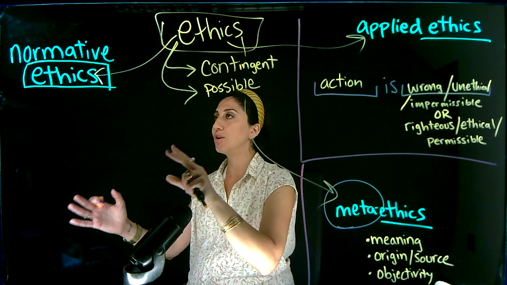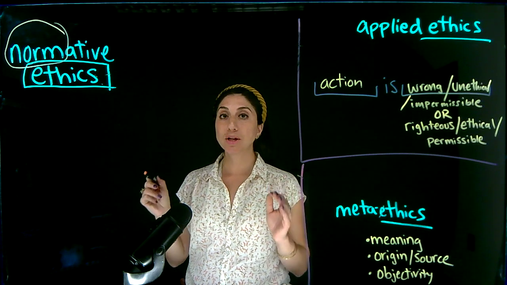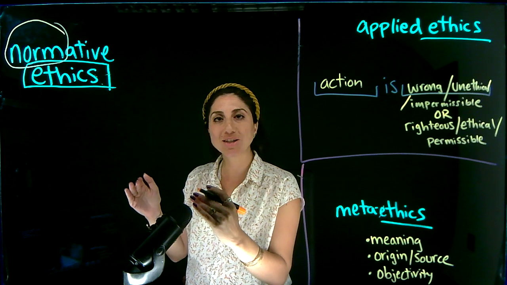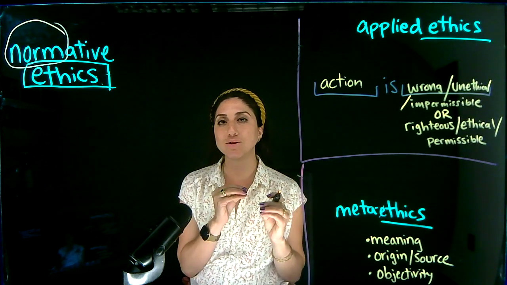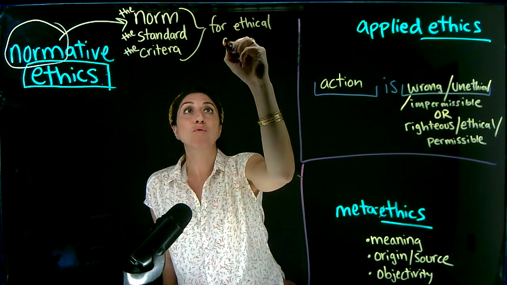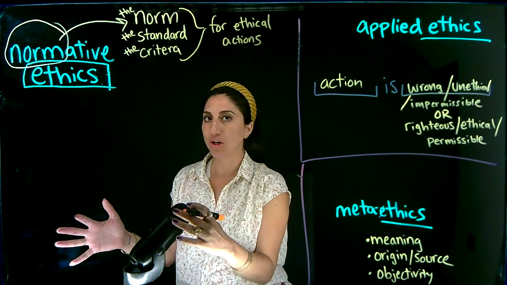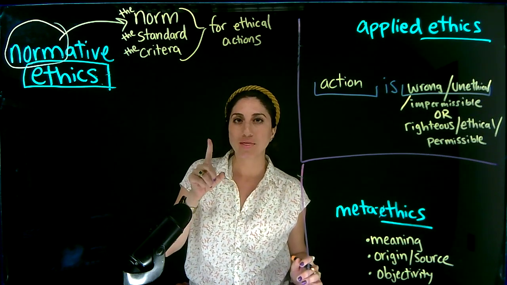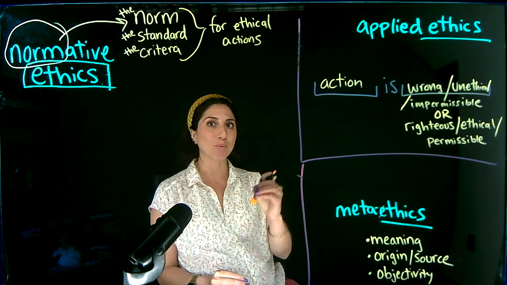And here's a third thing that's going on. In normative ethics, you are literally looking at the norms, what it would be normal to do, the standard, the criteria, what you should aim to do, the ideal do's and don'ts for your action to be ethical, or in other words, for ethical actions. And this is a big question. What are the standards? Or if there's just one, then what is the standard for acting in a way that is ethical, permissible, righteous?